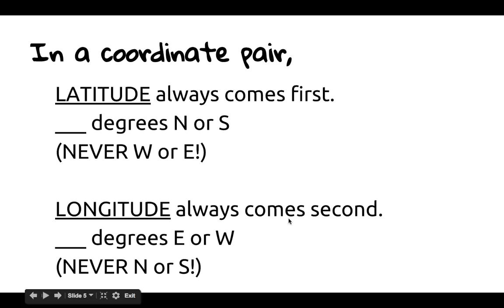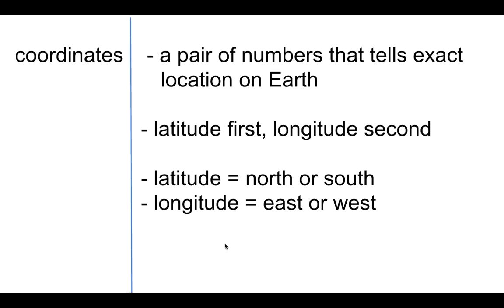Longitude always comes second in a coordinate pair. It will say blank degrees east or west. It will never say degrees north or south, because longitude only measures distance east or west of the prime meridian. Please pause your video to copy these important details in your notes.